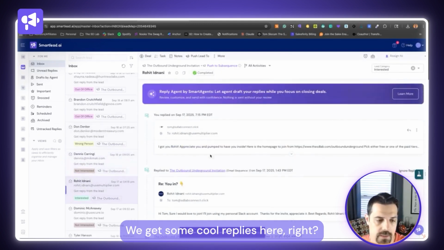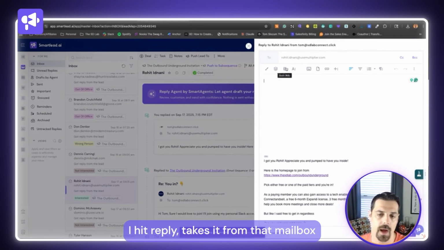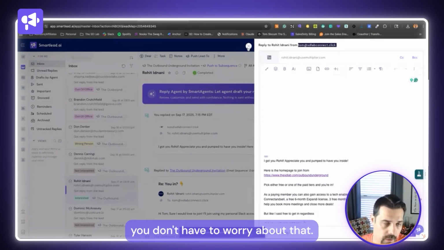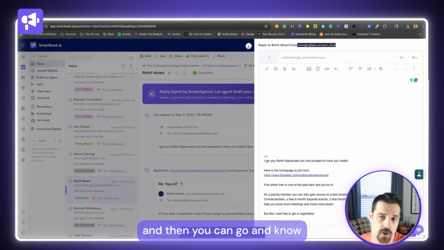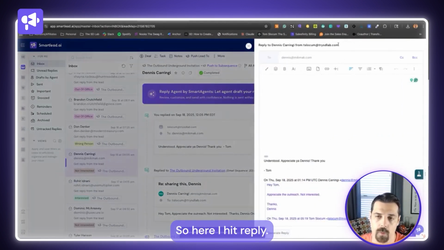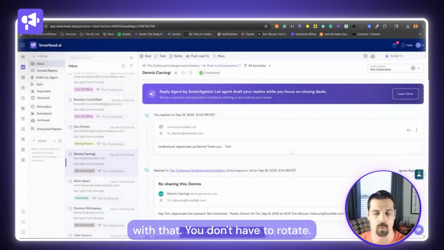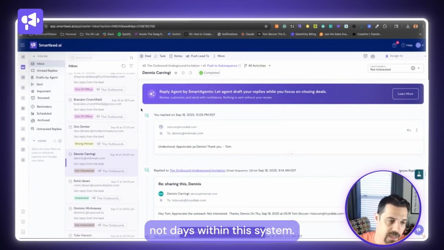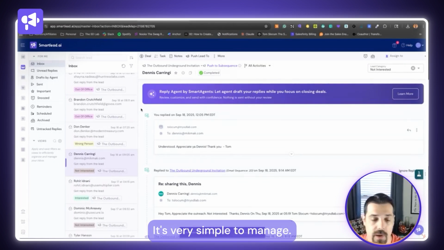We get some cool replies here, right? Interested, I hit reply, and it takes it from that mailbox I used, by the way. So if you're using multiple inboxes, you don't have to worry about that. It will show you which one it's coming from. So here I hit reply, it might be this one, a different mailbox, so that reply is going to stick with that. You don't have to rotate. So you've got categories, you've got rules, you can reply within hours, not days, within this system. It's very simple to manage.